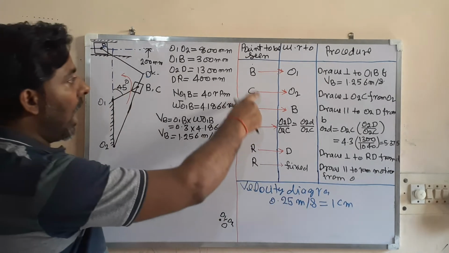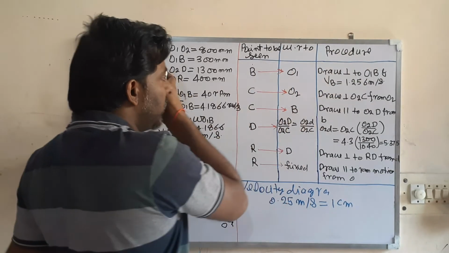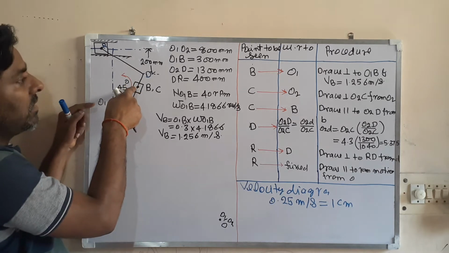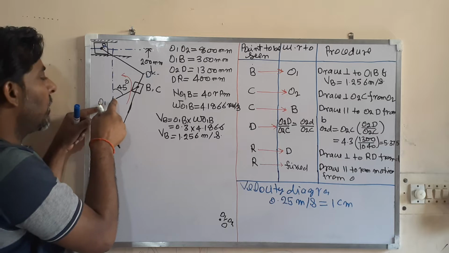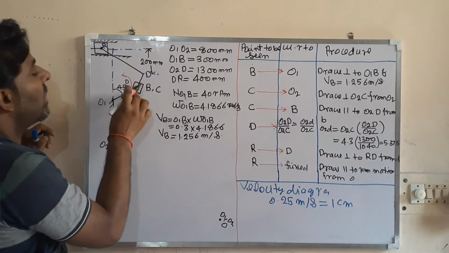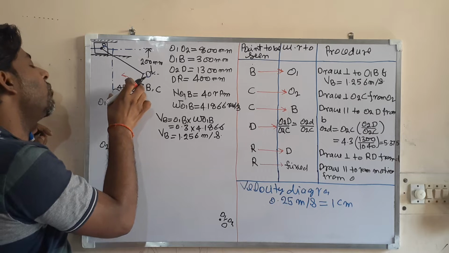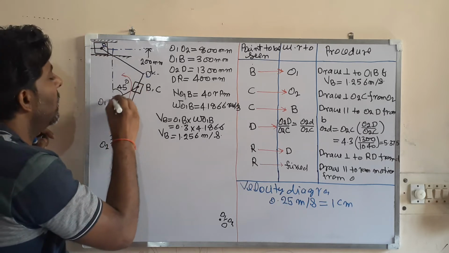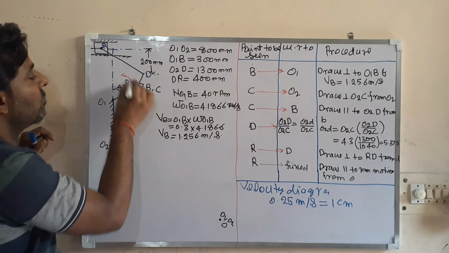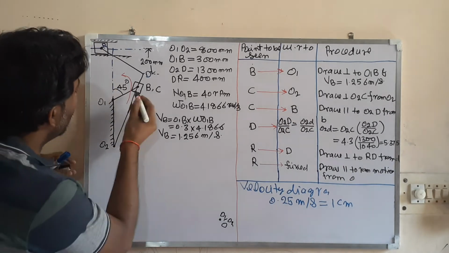Look at here. I am going to see point B with respect to O1, and here is the procedure. So I am going to see the point B which is on the slider, from this O1. When you see B from O1, you will see that it is rotating in that direction. So the velocity of point B, when you are looking from O1, will be perpendicular to O1B but in the direction of rotation. And how much? 1.256 meter per second. So draw a line.